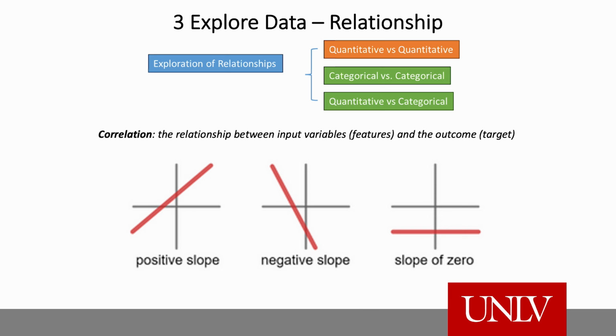When we look at two quantitative variables, x and y, we often want to know whether they move together. If high values of x tend to occur with high values of y, we call this a positive correlation. If high values of x tend to occur with low values of y, we call this a negative correlation. Understanding these relationships helps us identify meaningful patterns and informs the development of predictive models.